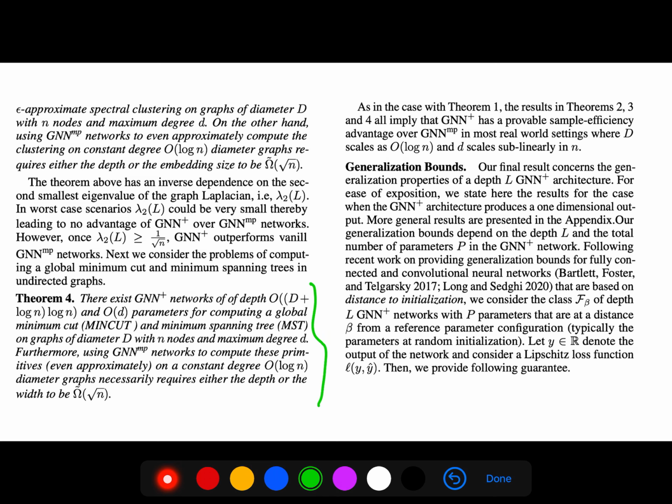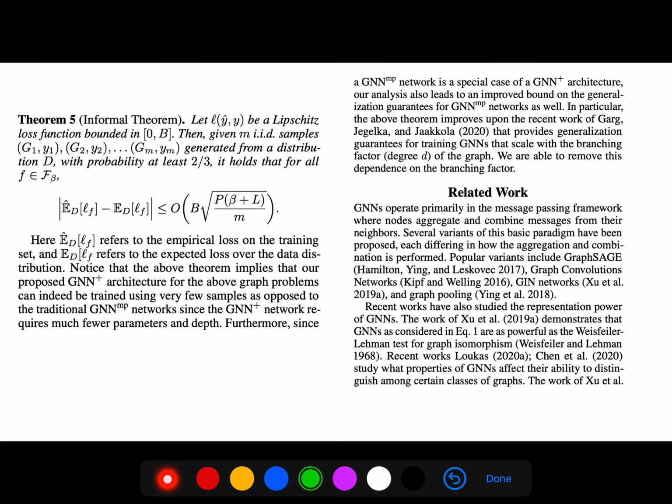I think this paper is from Google, and they are interested in numerical approximation of these shortest path, spanning tree and many min cut problems, the classical problems. So that's why, with this architecture, they are trying to solve them.